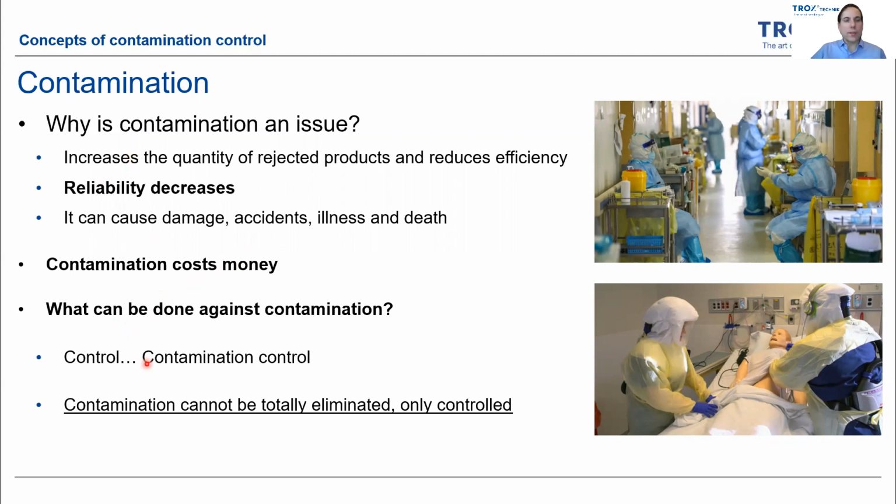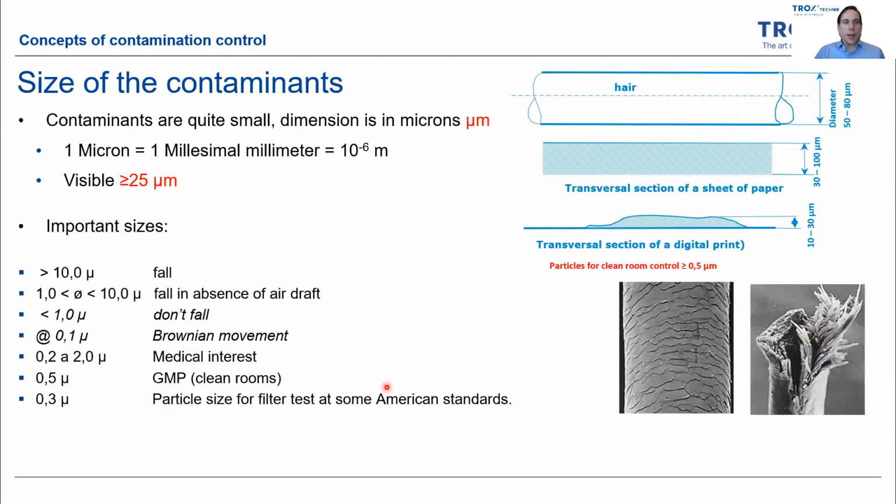What can be done against contamination? We can control it. To eliminate it fully is really hard, so we use different techniques to control it, deal with the contamination and minimize it. And when we talk about contamination, we need to be careful, because we need to know what we are dealing with, and we are dealing with really small substances, small objects. Just to give you an idea, we will talk a lot about micrometers here. One micrometer is one thousandth of a millimeter, so 10 to the minus 6 meters. So it's really a small particle.